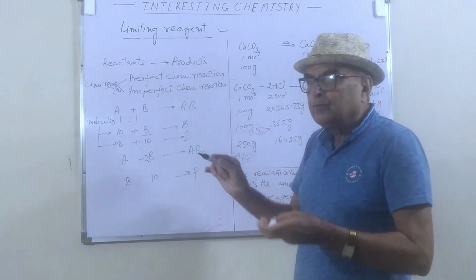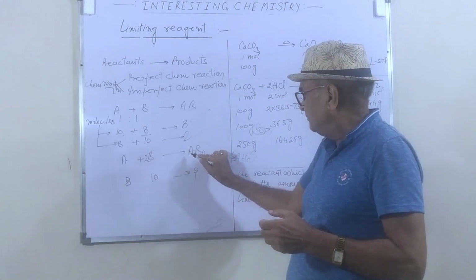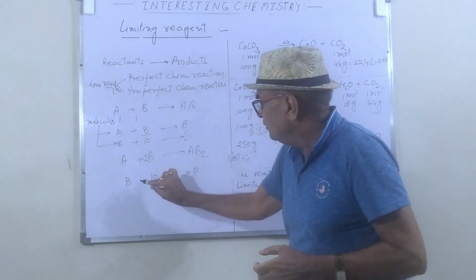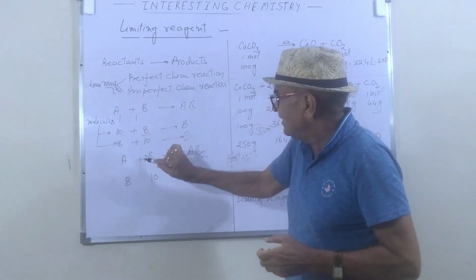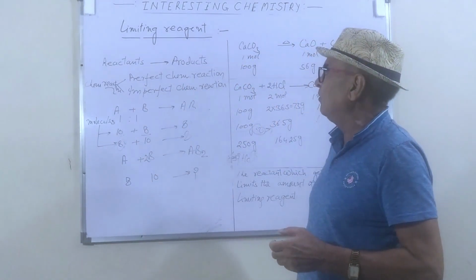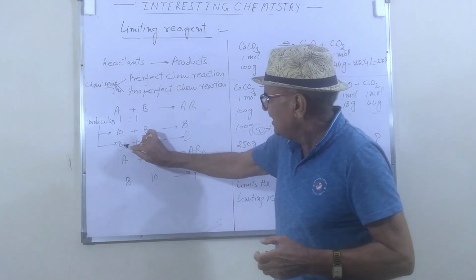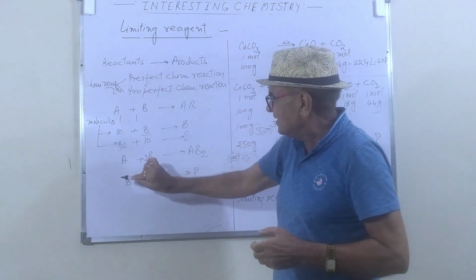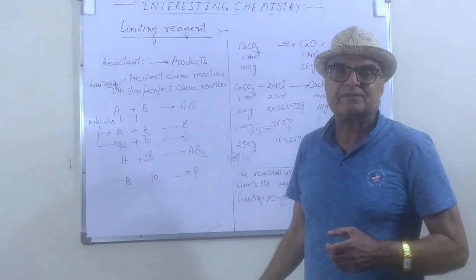Again here, when A plus 2B reacts to form AB2, here again we have 8 molecules of A and 10 molecules of B. Here I told you the 8 was due to the lesser amount of A. In that case A is the limiting reagent, but here, decide who is the limiting reagent.